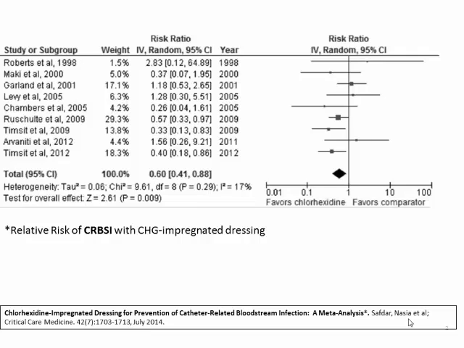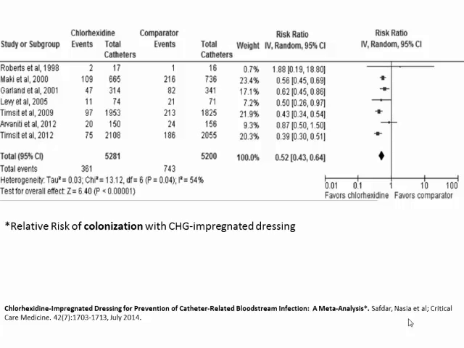So these are studies from 98. Again, it's a meta-analysis, so they studied a group of studies, from 1998 all the way to 2012. This was the relative risk of bloodstream infection with the chlorhexidine-impregnated dressing. As you can see through that graph, it actually favors chlorhexidine versus the comparator. Next slide is for colonization with the same meta-analysis. Again, it favors chlorhexidine even for risk of colonization. It's much lower with chlorhexidine.